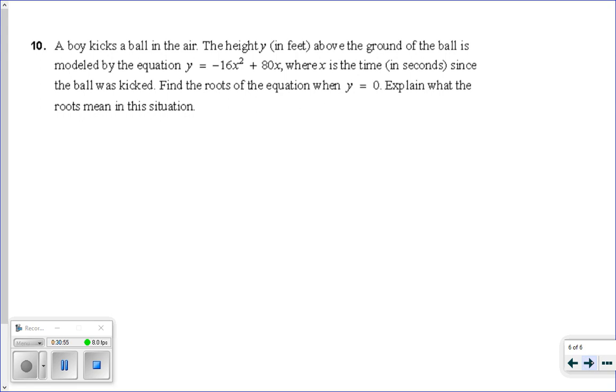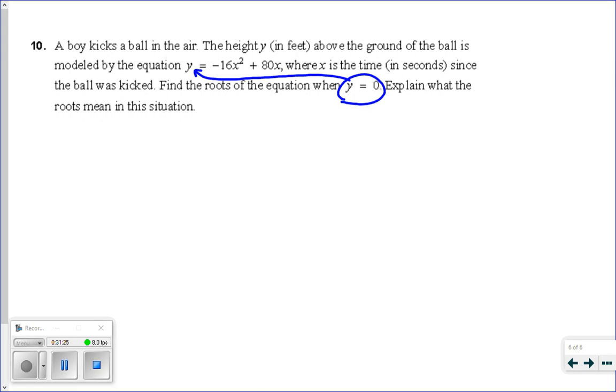So a boy kicks a ball in the air. The height, y, in feet above the ground of the ball is modeled by that equation, where x is the time in seconds since the ball was kicked. Find the roots, which remember is just another fancy word for the solutions, the x-intercepts on the graph, the zeros, it's all the same, right? So find the roots of the equation when y equals 0. That's really at the heart of this, okay? When it's all said and done, we basically want to solve this for when y is 0.